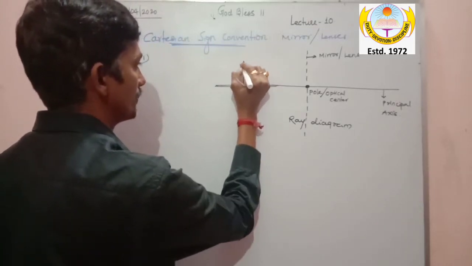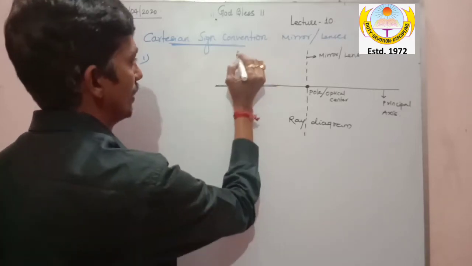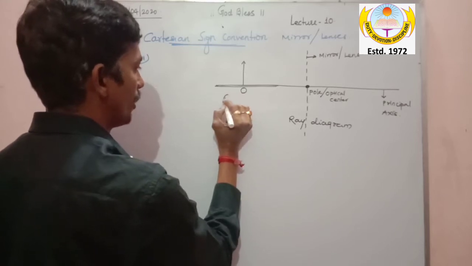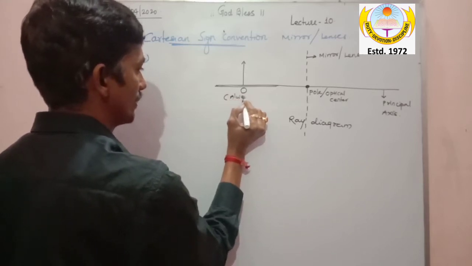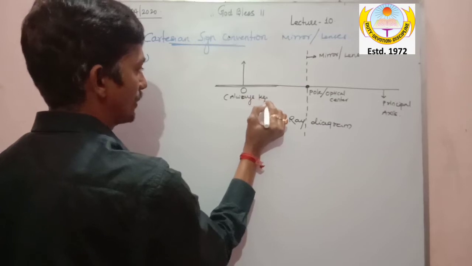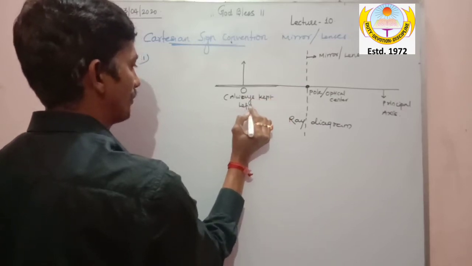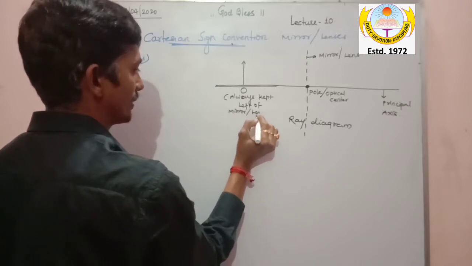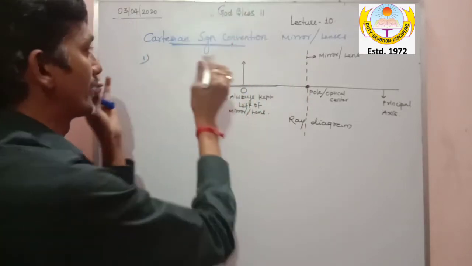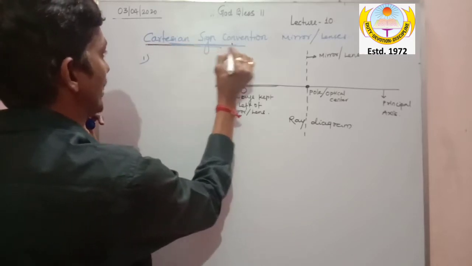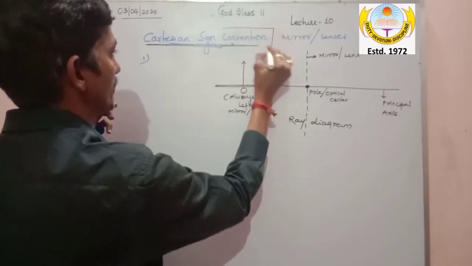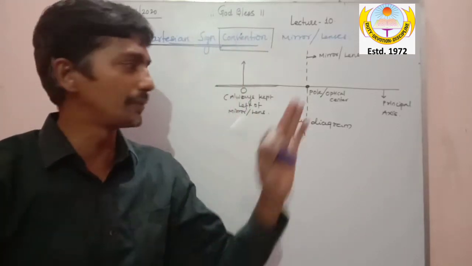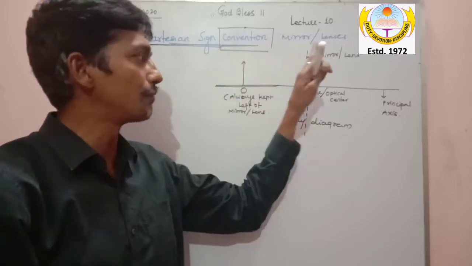And we keep the object always to the left of the mirror or lens. Always. That is the rule. That is all called Cartesian sign conventions. That's a convention. So we have to keep the object always to the left of the mirror or lens.